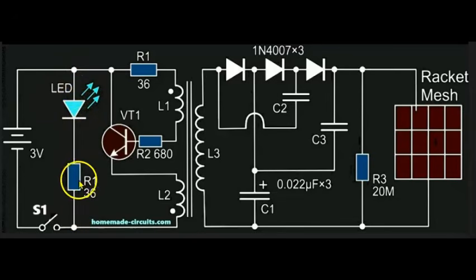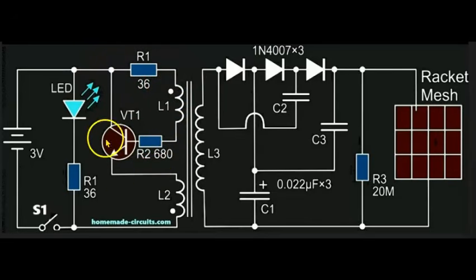Now let us understand the main oscillator section. The transistor VT1 together with resistor R2 and transformer windings L1 and L2 forms a blocking oscillator circuit. Initially, resistor R2 provides a small base current to VT1 and switches it on.